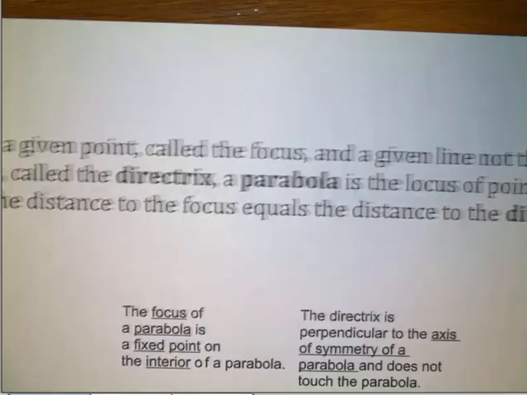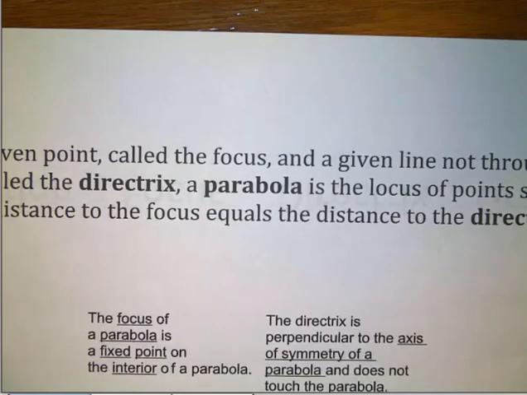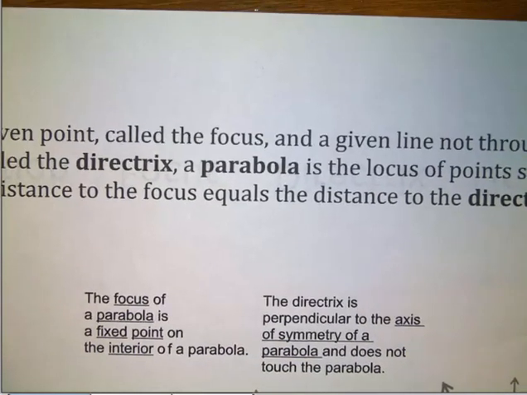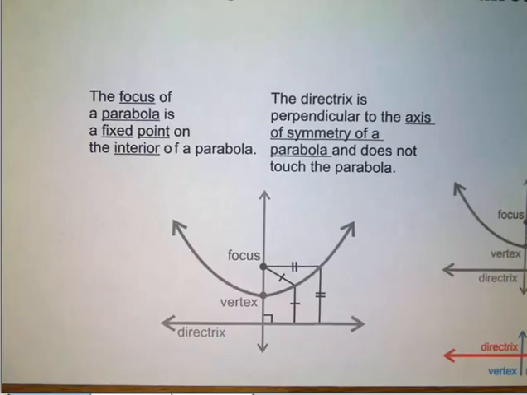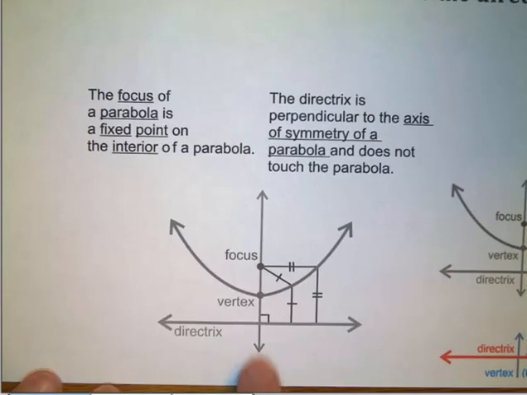So for a given point called a focus, and a given line not through the focus, called the directrix, a parabola is the locus of points such that the distance to the focus equals the distance to the directrix. So we have this picture at the bottom. You can see where the focus is, and you can see where the vertex is and the directrix. So the distance from the focus to the vertex and the vertex to the directrix is equal.